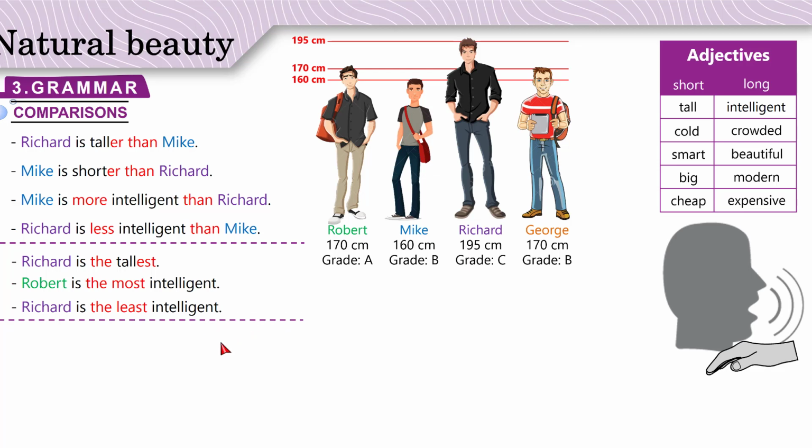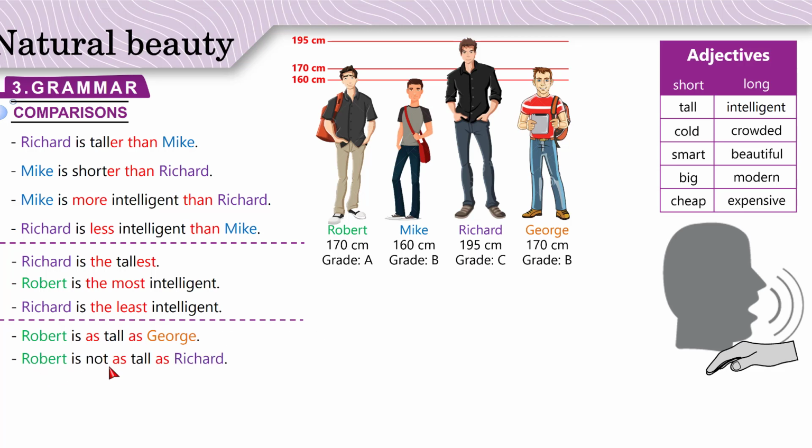Now we move on to what we call equality. George and Robert have the same height, 170 centimeters tall. We say Robert is as tall as George. As tall as. That means they are the same. Put the adjective, put as before and after. Don't make any changes to the adjective. Robert is as tall as George.